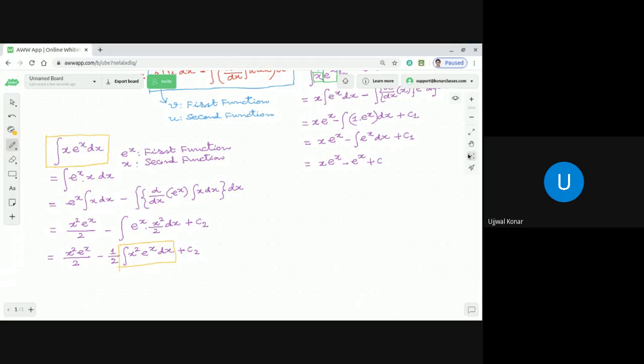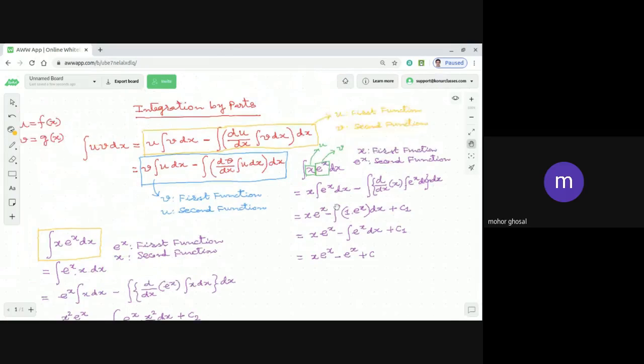But whereas when you choose the other way, that when you choose x as the first function and e power x as the second function, you see how easily we have done it. This one, we reached the solution very easily. So what is the lesson learned? The lesson learned is that the proper choice of first function and second function is very important to complete the integration. Correct? Now the point is how to choose first function and second function, and there is a rule behind it. Fine, na? So that I am going to tell you now.